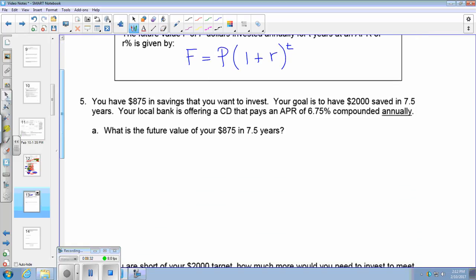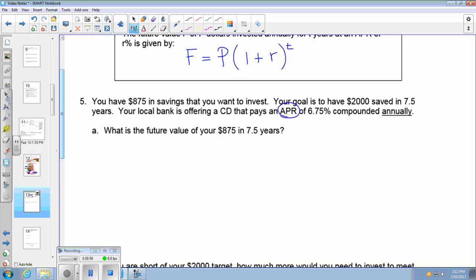All right, number 5, you have $875 in savings that you want to invest. Your goal is to have $2,000 saved in 7.5 years. Your local bank is offering a CD that pays an annual percentage rate, or APR, of 6.75% compounded annually. And so what is the future value of your $875 in 7.5 years?